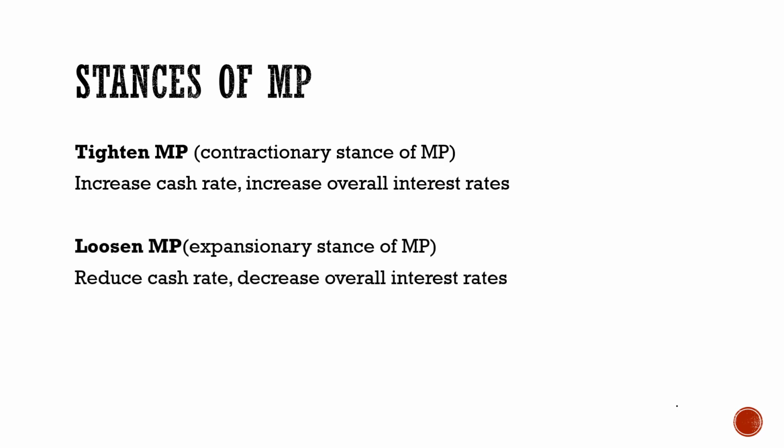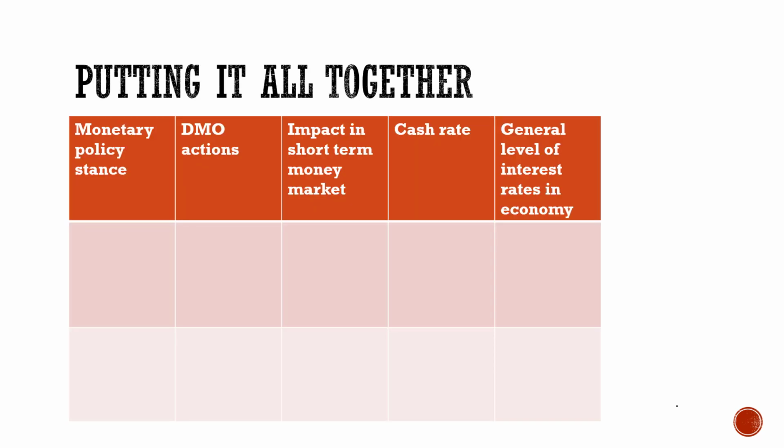We can also look at where the RBA loosens monetary policy, and this is where it has an expansionary stance of monetary policy. What's happening here is the RBA is reducing the cash rate, aiming to reduce overall interest rates in the economy. So that's an expansionary stance of monetary policy. The final one is there can be a neutral monetary policy stance where the cash rate is kept at its same level.